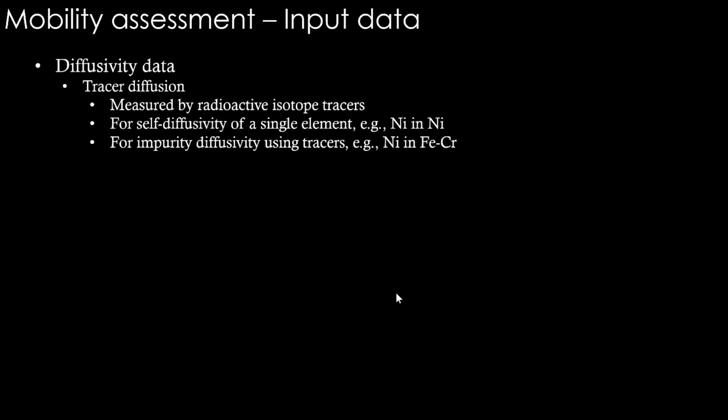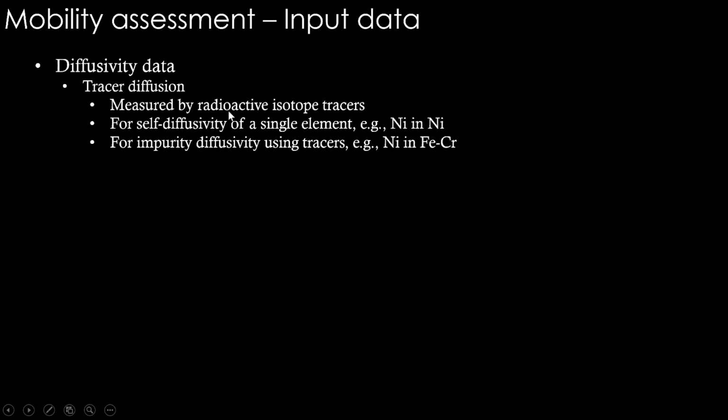So let's see what are these different input data. First type, diffusivity data coming from tracer diffusion. Tracer diffusion is one very special technique where we use radioactive isotope tracers for self-diffusivity of a single element, for example nickel in nickel, or for impurity diffusivity using tracers. Impurity diffusivity term is used when an element is added in tiny amount to an environment and we see how this is diffusing. That is called impurity diffusivity.